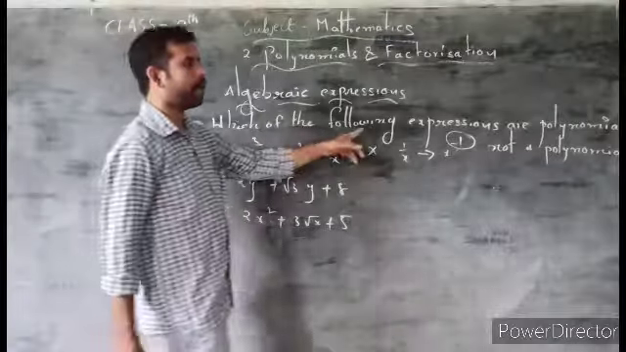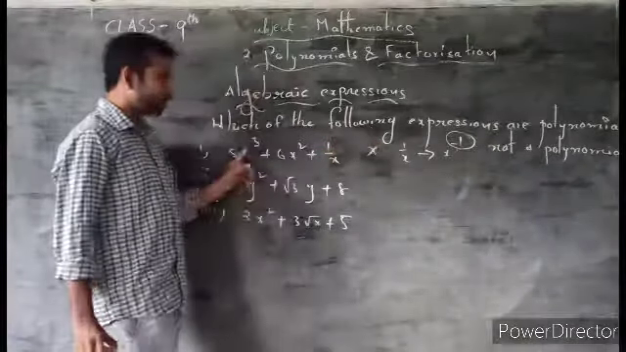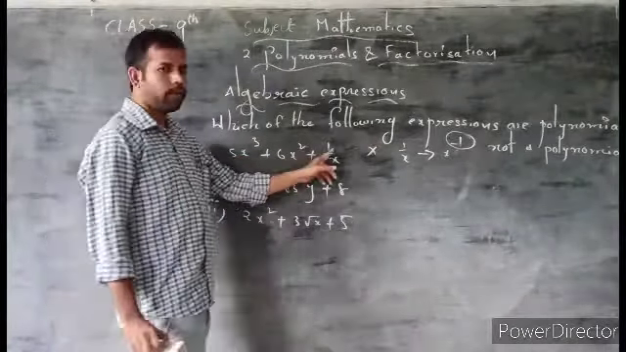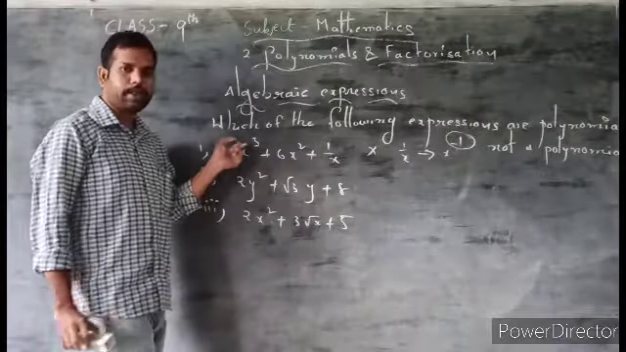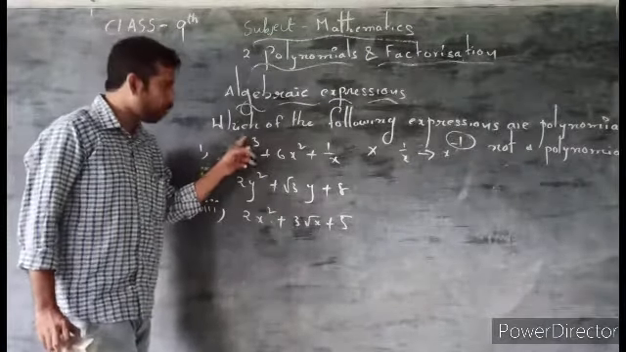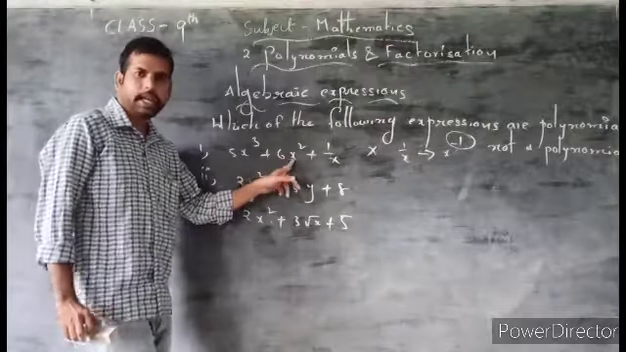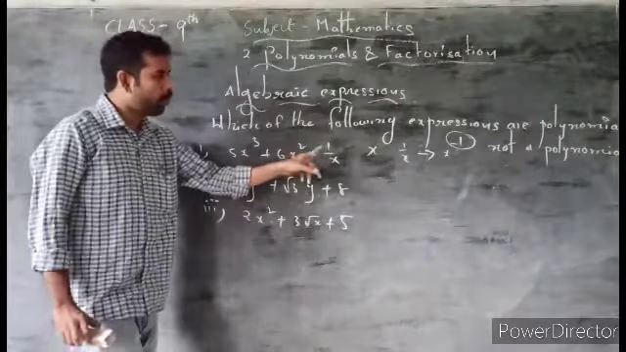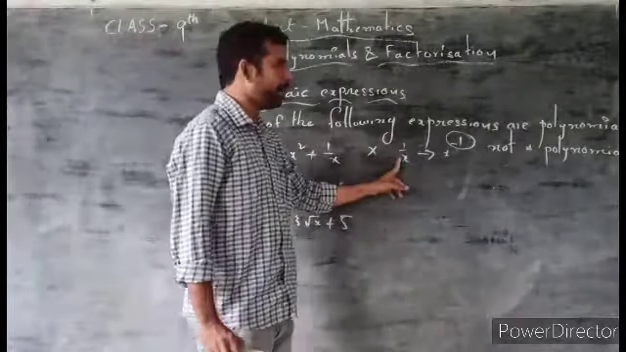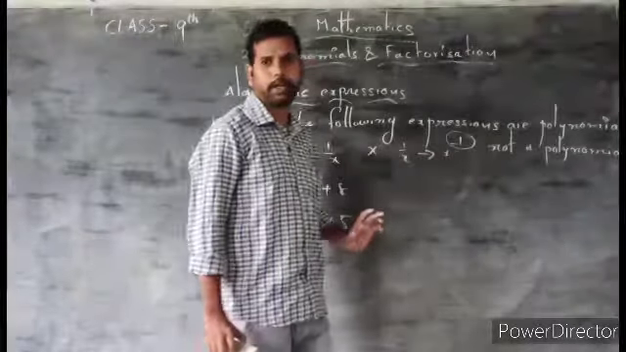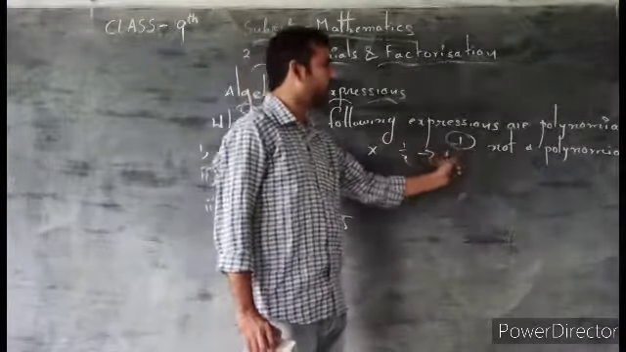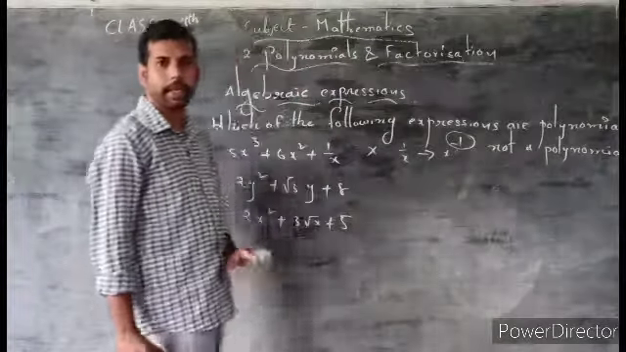Which of the following expressions are polynomials? 5x cube plus 6x square plus 1 by x. Here the x power or exponent value is 3, so it is a positive value. And x square is a positive value. Here 1 by x can be written as x power minus 1, so it is a negative number. So it is not a polynomial.